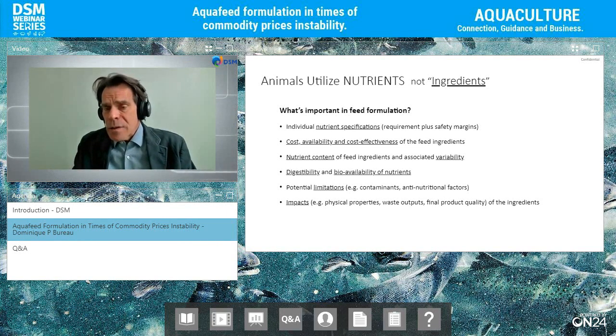And then there's all kinds of limitations that are difficult to characterize, but are important, associated with the ingredient. Contaminants, anti-nutritional factors, impact on physical properties of the feed that you're making, impact on final product quality of the feed of the fish that you're producing. So you have to take this into consideration. And all of those have a chemical basis. So the more we understand our ingredients, the more we can be wise about our selection of ingredients and how much to use of the specific ingredient batch that we have.